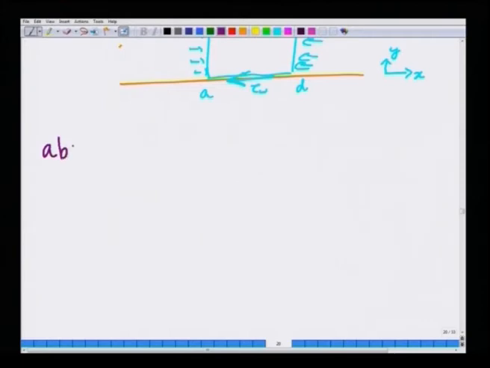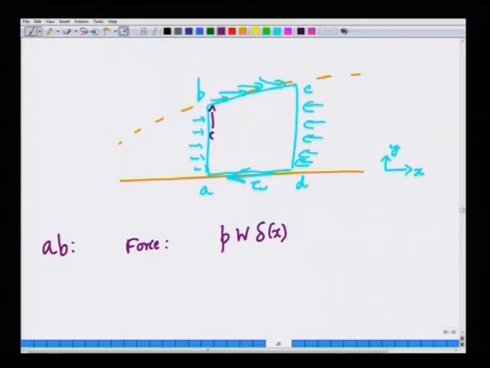On the surface AB, you have force, which is pressure times the width into the board times the area, so this is delta at x. So, the force is the pressure times the cross section area, and the cross section area is W times delta. This pressure is acting in the plus x direction, while the pressure force on the face CD will be acting in the minus x direction.